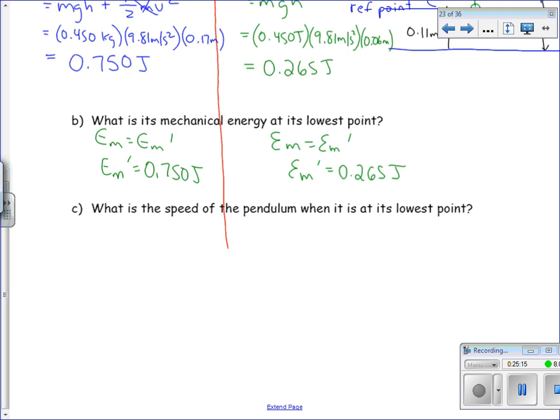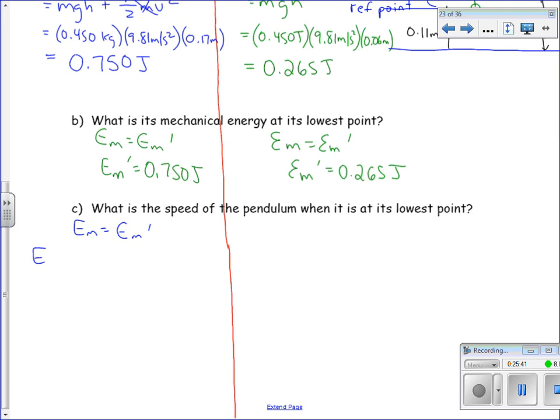So we want to find the speed of the pendulum at its lowest point. This is where there's a difference now in how we approach this based on whether we use the ground as the reference height or its lowest point as the reference height. So we're using the ground as its reference height. Sorry, let's start over again here. EM before equals EM after.